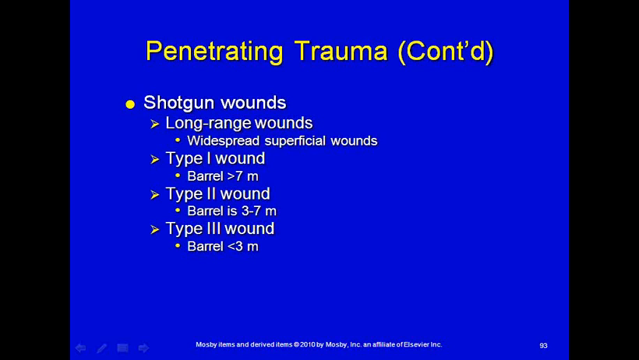Type 1 wound is defined as barrel greater than 7 mils. Type 2 wound, the barrel is 3 to 7. Type 3 wounds, the barrel is less than 3.